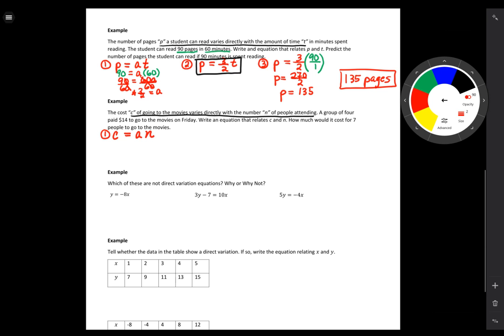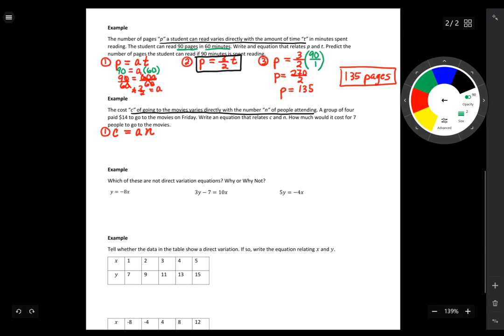A group of 4 people paid $14 to go to the movies on Friday. Write an equation that relates c and n. How much would it cost for 7 people to go to the movies? Do each question one at a time. So the first part is asking you to write an equation that relates c and n. So you should have c and n showing up as an answer in part 2. Okay, so we are going to replace the cost with $14.